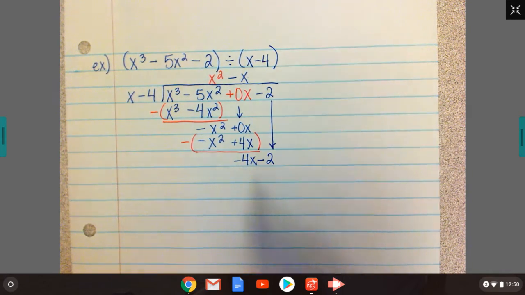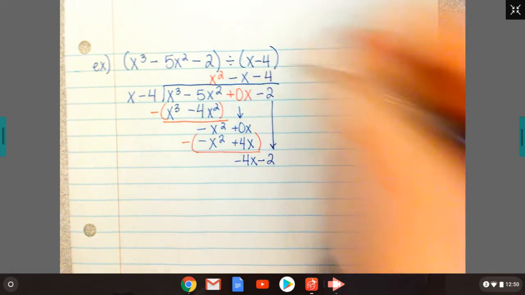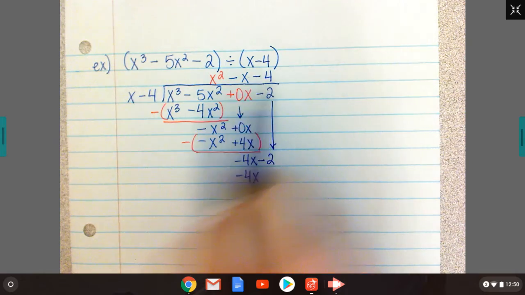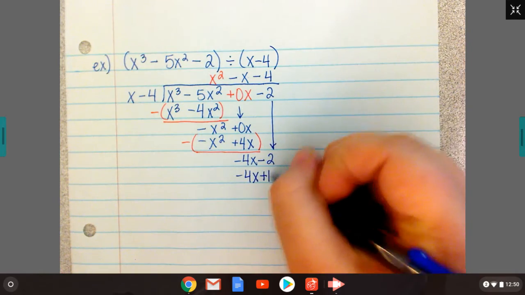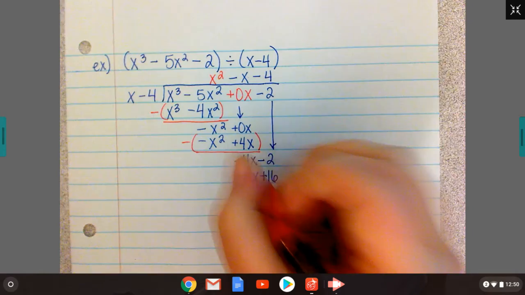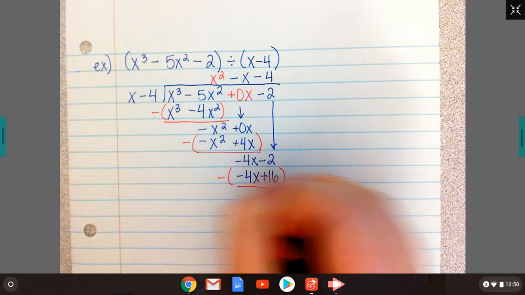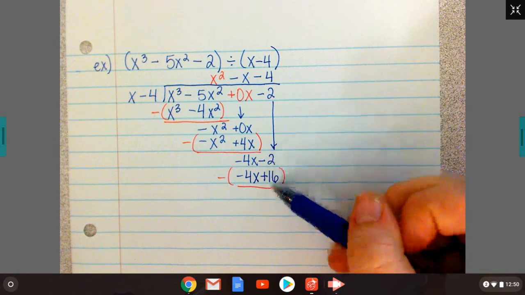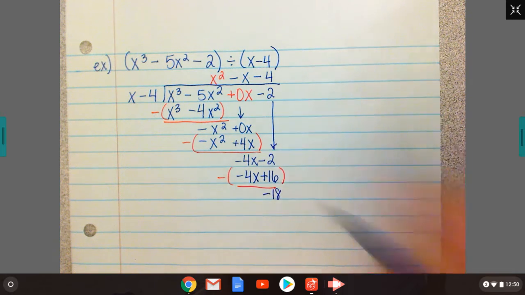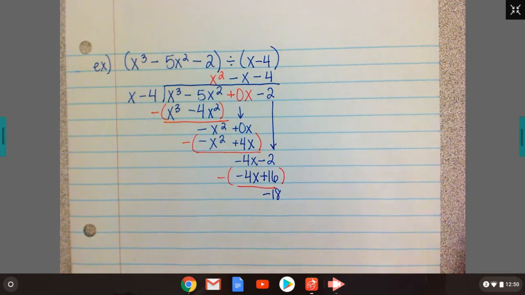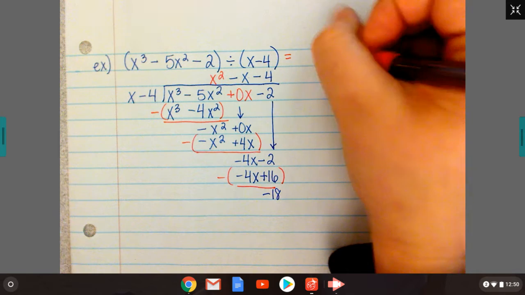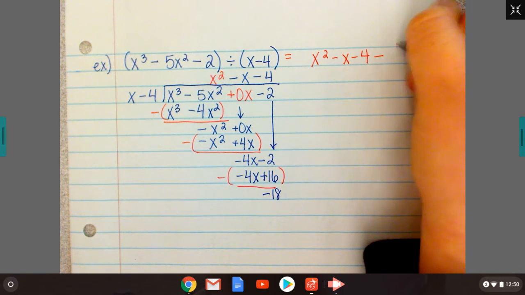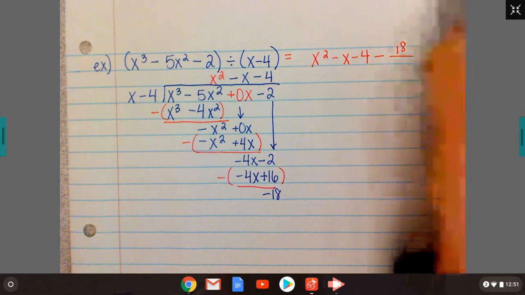X times what is negative 4x? I need a negative 4. Negative 4 times x is negative 4x. Negative 4 times negative 4 is positive 16. Subtract off those two terms. Those guys will go away, and here I'll be left with negative 18. So my final answer now is my quotient, x squared minus x minus 4 minus 18 over our divisor.